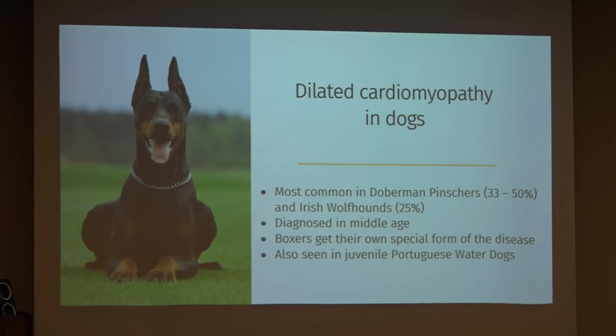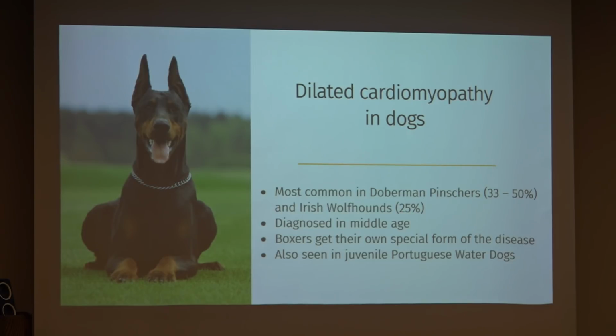25% Irish Wolfhounds. Great Danes are another one of the classic breeds, so really big dogs, right? They tend to be diagnosed in middle age. Boxers also get dilated cardiomyopathy, but they get a kind of different form of it. And it's also seen in juvenile Portuguese water dogs. So we know that certain breeds have it. We know that it's inherited, obviously, because lots of it runs in families.